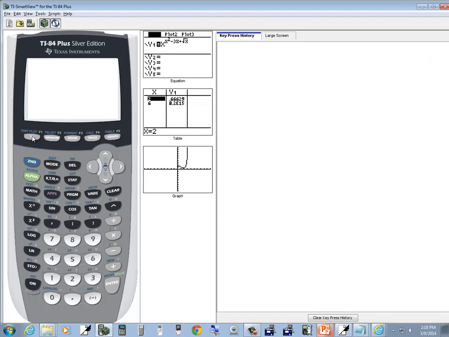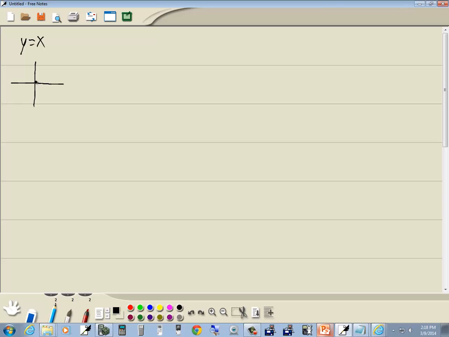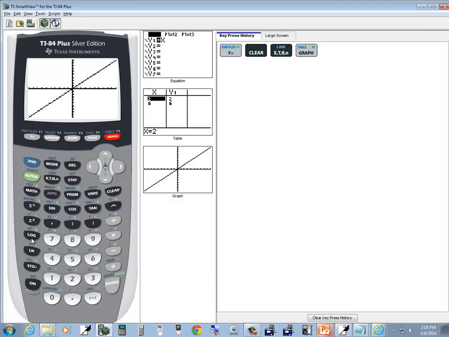We'll press our y equals. Press clear out wherever there's anything. I'll push my x key, and then I'll push graph. And that would be what we get. Now you may have gotten an error, or I guarantee at some point you'll probably mess up your calculator and you'll get an error. So this is going to show you how to fix errors you might get on your calculator.